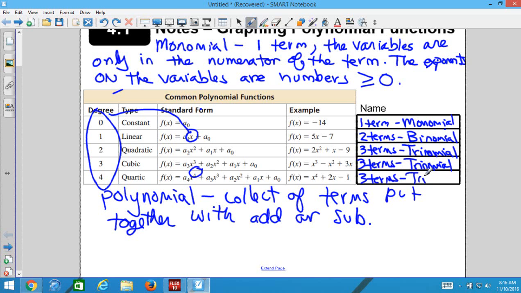So that's also trinomial. What is it called if it has 4 terms? It's called a polynomial if it has 4 terms. What's it called if it has 5 terms? It's called a polynomial. What is it called if it has 6 terms? It's called a polynomial. They just don't get any special names.